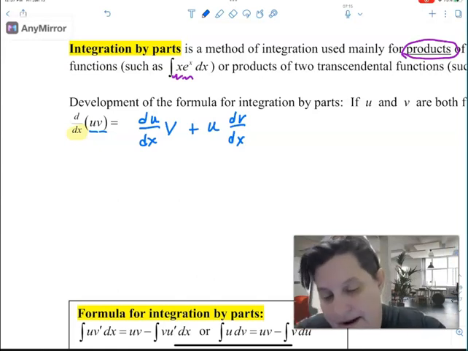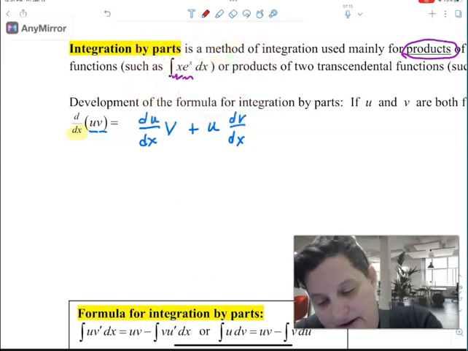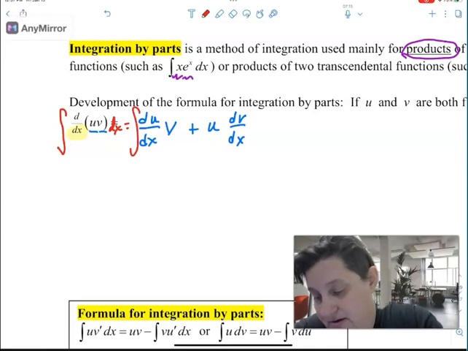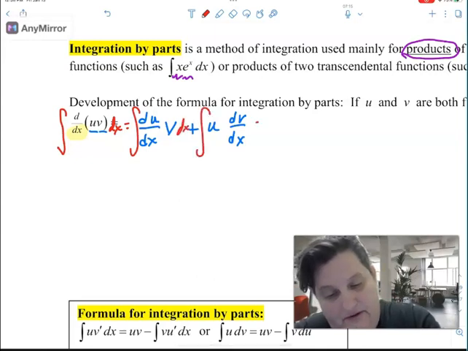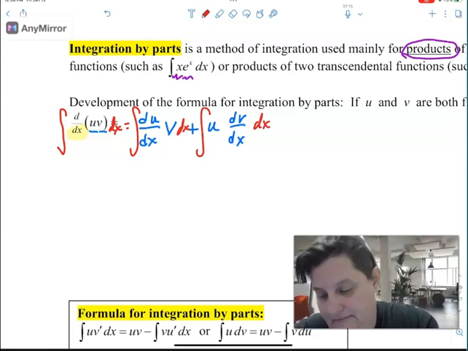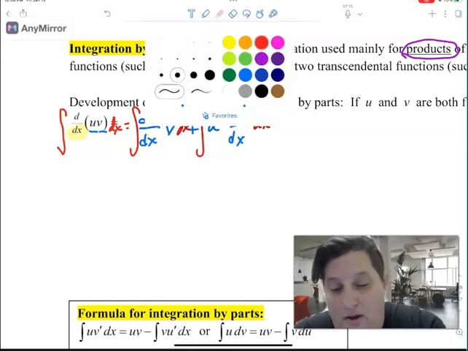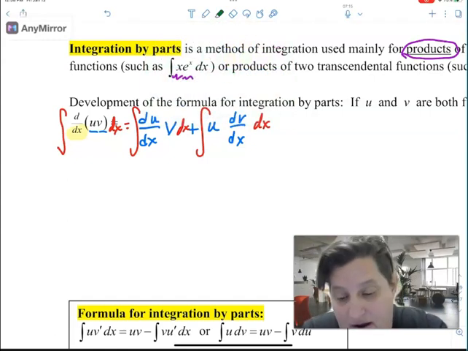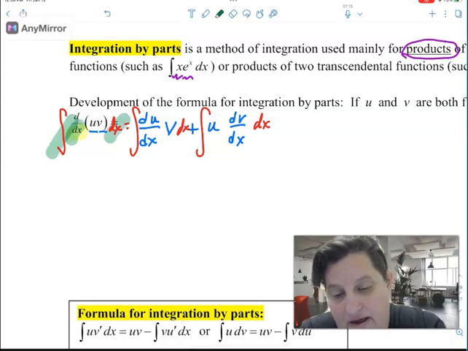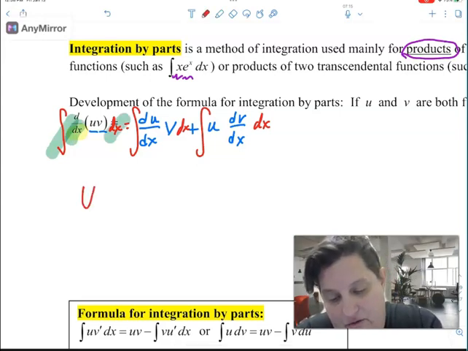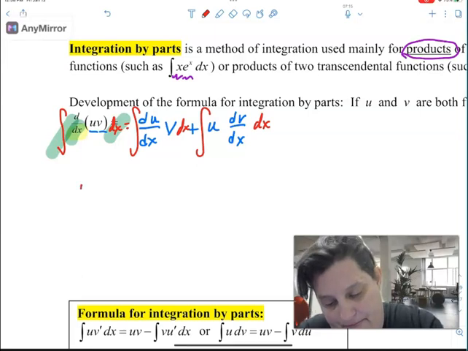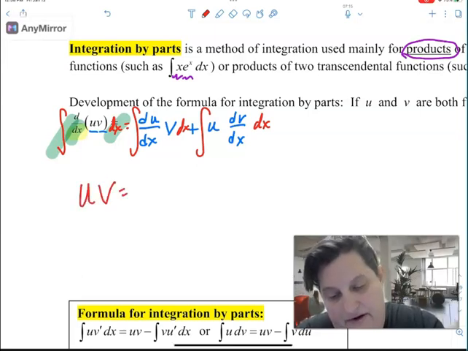And so now we can take the integral of each part. Take the integral of that with a dx, the integral of that with a dx, and the integral of that with a dx. Okay? Look what I have. Now, right here, you guys, second fundamental theorem of calculus, if I take the derivative of an integral, I just get uv. You guys see that? Take a derivative of an integral.